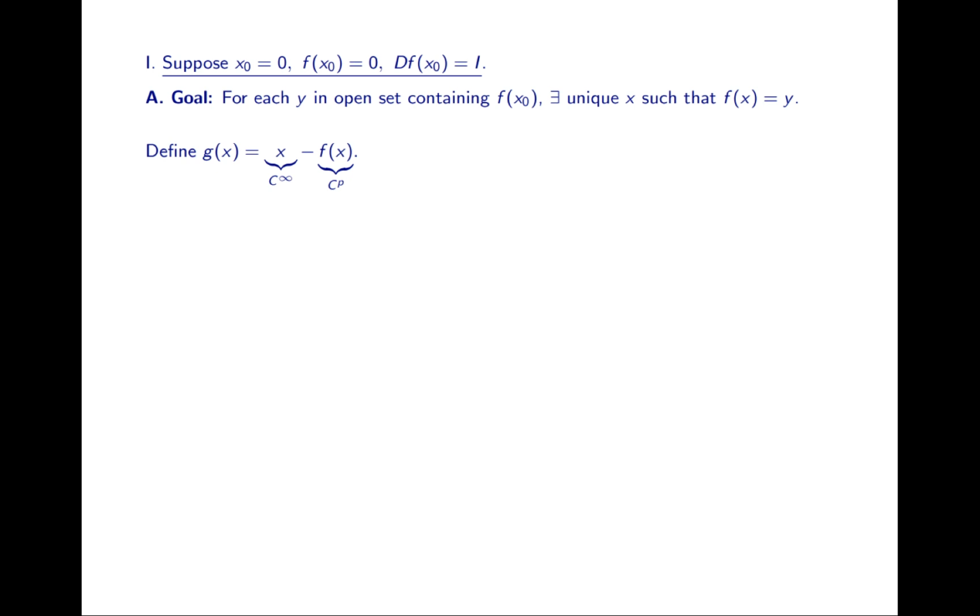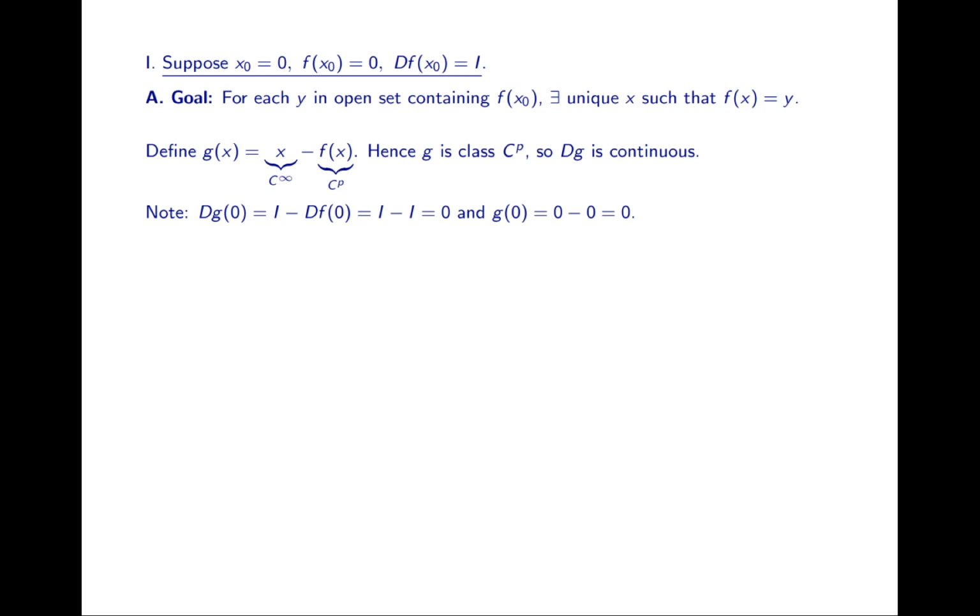So let's define g of x to be x minus f of x. Of course, g of x is class C^p because the function x is C infinity and f we've assumed to be of class C^p. That means that the derivative of g is continuous, because I can take p derivatives and retain continuity. Note that the derivative of g at 0 is the identity minus the derivative of f at 0. Of course, the derivative of f at 0 is the identity, so the derivative of g is 0. Furthermore, g of 0 equals 0 minus 0, which equals 0.